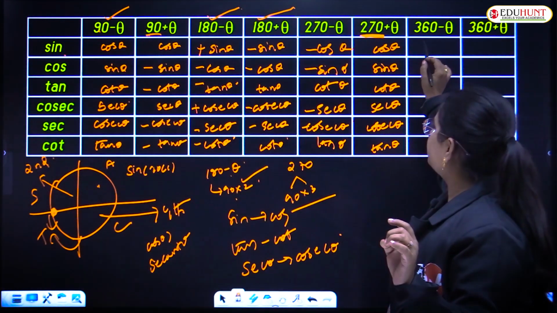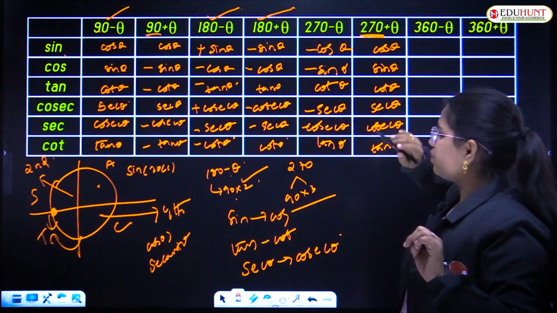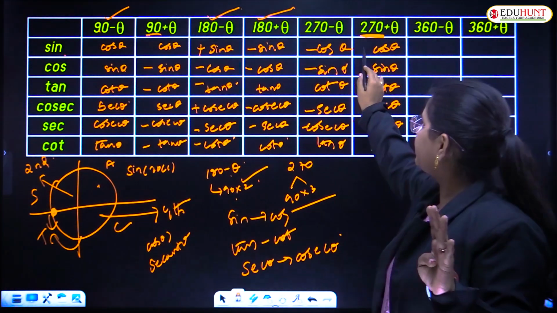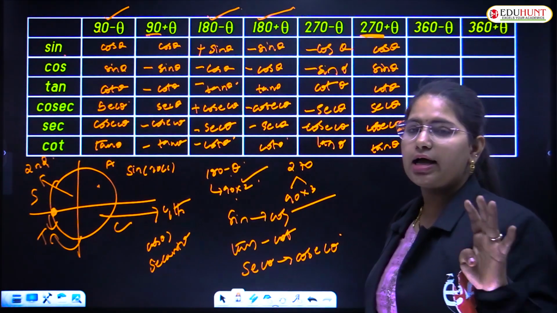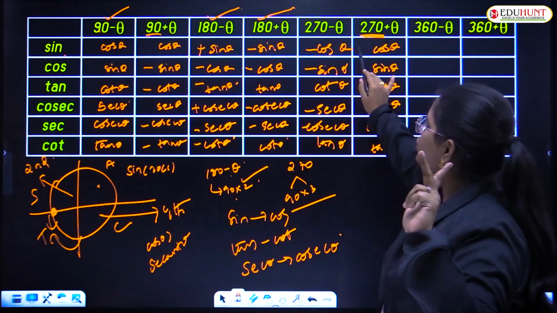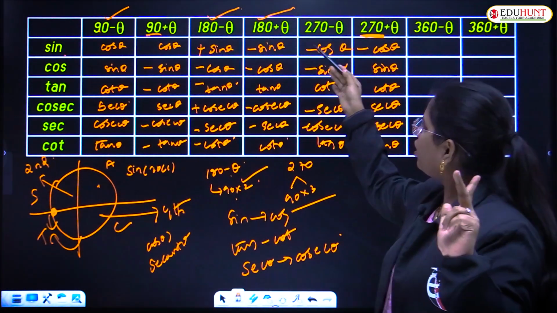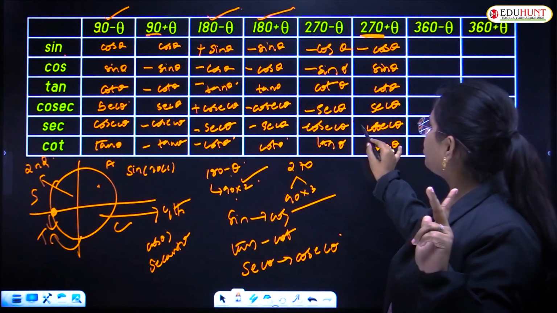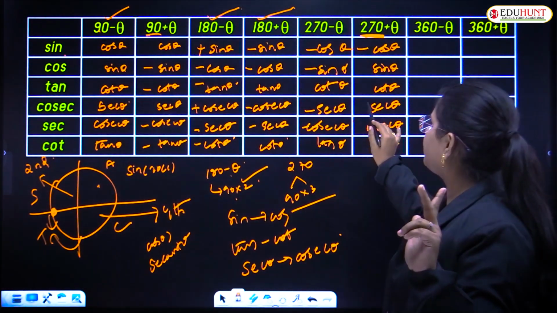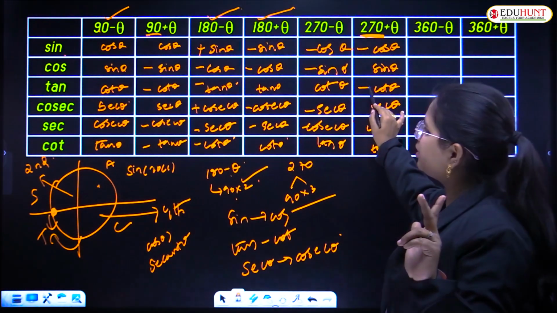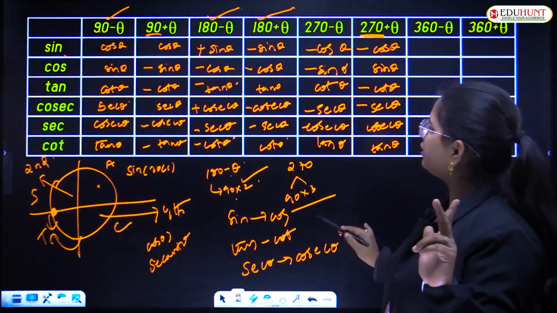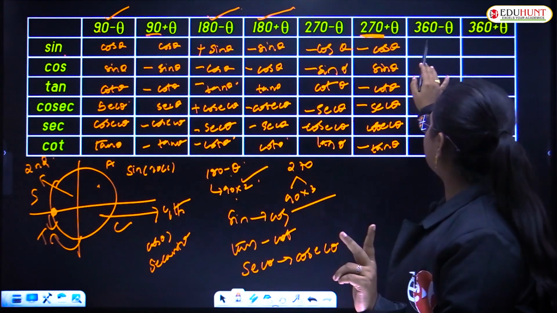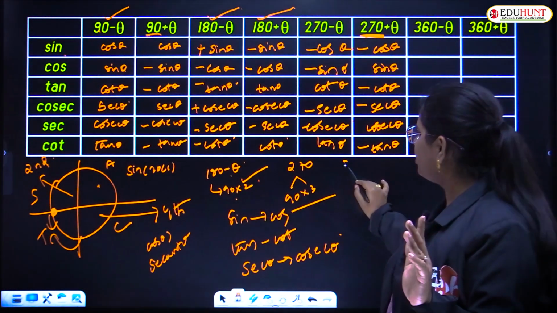So what will it become? Tell me. In the fourth quadrant, what will it become? Cos and secant will become positive. So this is becoming negative. Cos is positive, I have kept. Next, secant is becoming positive. Rest of all will become negative. Tan becomes negative, cosecant becomes negative, cot becomes negative. Understood?